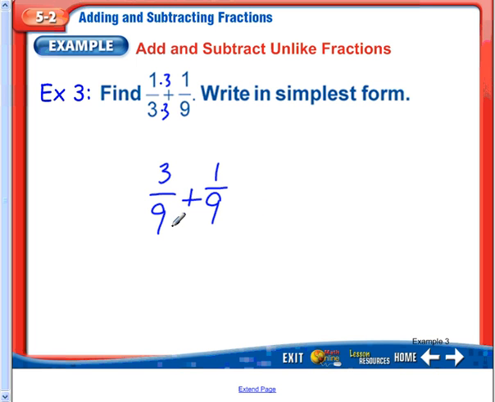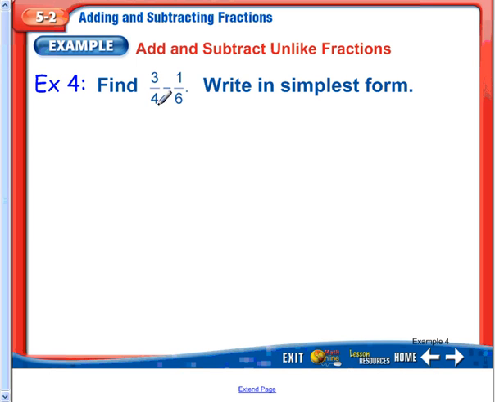All right, now since I have a common denominator, I'm going to rewrite the numerators on top with the denominator being 9, and this equals 4/9. And this is in simplest form because 4 and 9 do not have a common factor.